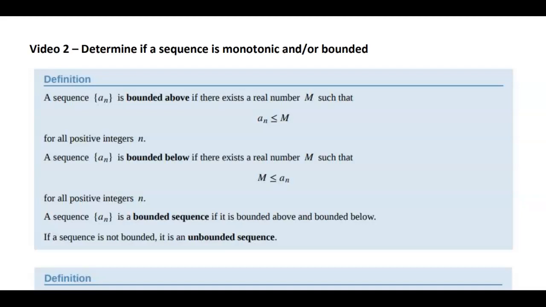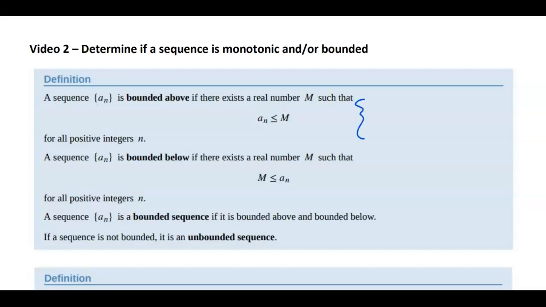The next big topic that we need to talk about as far as sequences are concerned is whether or not the sequence is monotonic and or if it is bounded. So bounded above and below just means that there is a number either always bigger or always smaller, depending if you want to look at bounded above and below.